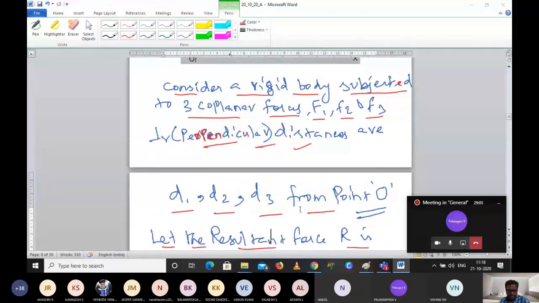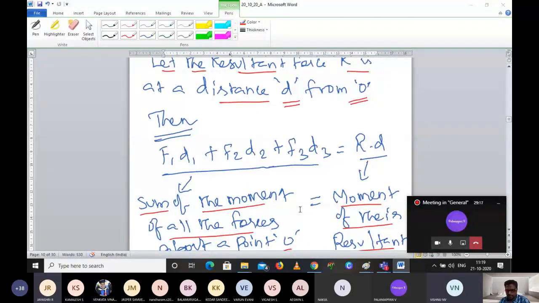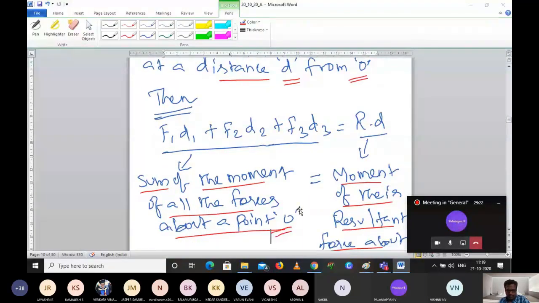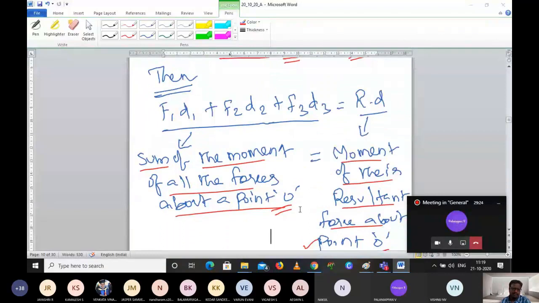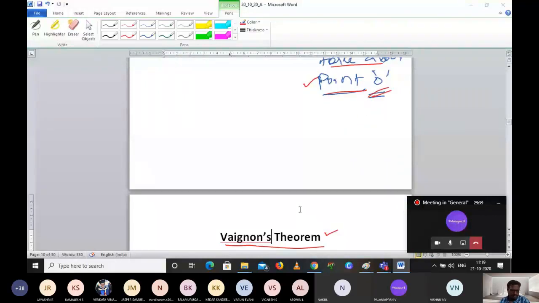Any doubt in this? How we are calculating F1 D1, F2 D2 and F3 D3? Any doubt, friends? No doubt, I can assume. So we have seen that the sum of moments of all the forces about a point O is equal to the moment of their resultant about the same point. I told you yesterday itself, whatever point you are taking as a reference, the same point you have to take for the resultant also. Please make a note of it. That is Varignon's theorem, the theorem of moments otherwise.